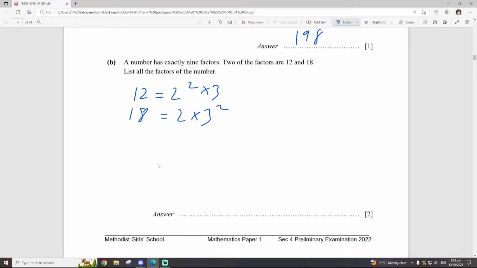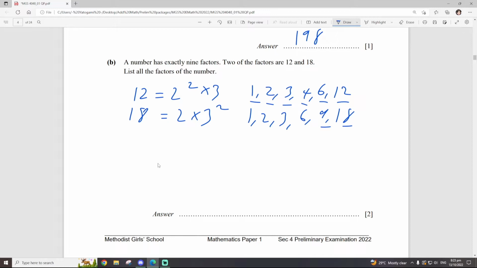You can also list out all the factors. So that will be 1, 2, 3, 4, 6, and 12. And that will be 1, 2, 3, 6, 9, 18. Then you'll notice that there are some common factors. So like 1, 2, and 3 are all common. So you have 1, 2, 3, 4, 5, 6, 7, 8 different factors already.